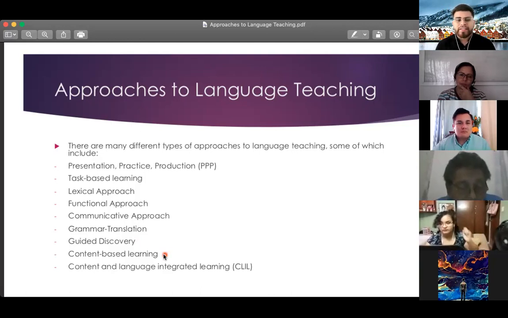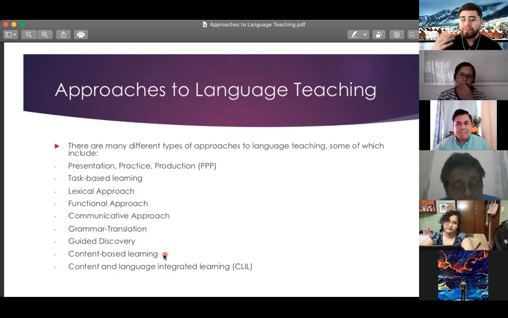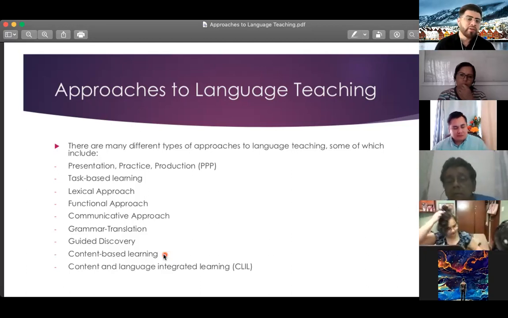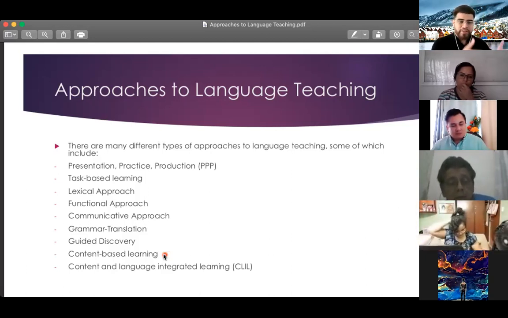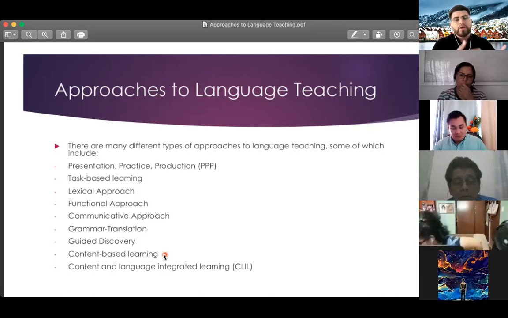Content-based learning is kind of similar to that. You're teaching grammar and you're teaching vocabulary while you're doing certain topics, like maybe you're talking about science, or maybe you're talking about history, and you're focusing on that content while learning grammar and while learning vocabulary, okay? It's all based on the content.